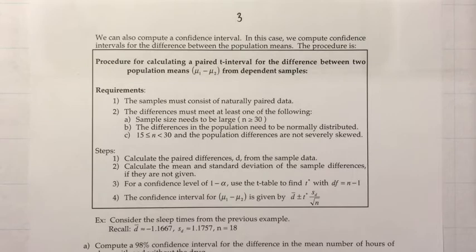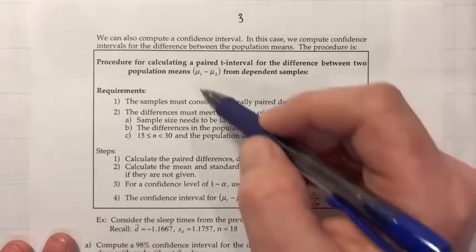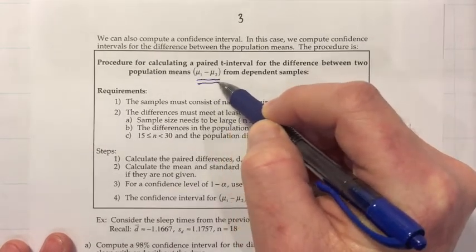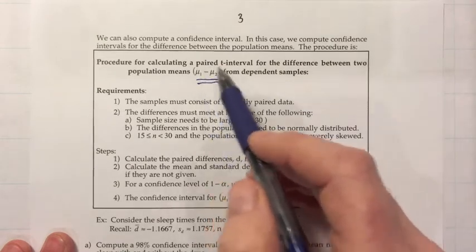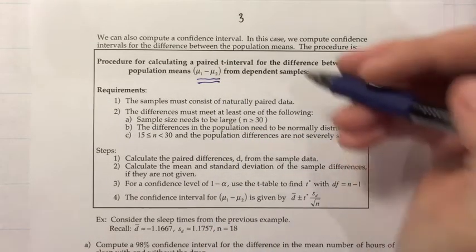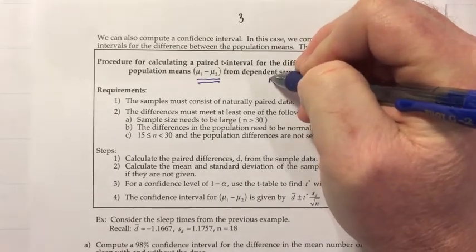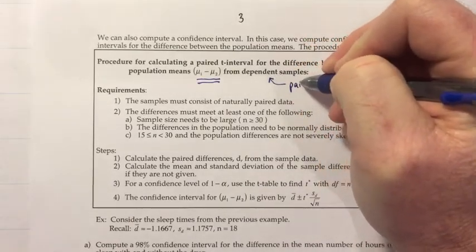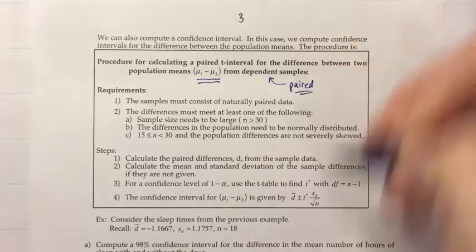So the procedure here is for calculating a paired t-interval for the differences between 2 population means. So we're not doing an interval for mu or for p, but for the difference between mu1 minus mu2. So this is what we're trying to get a reasonable range for. And we're doing that for dependent samples, and by dependent what we mean is not independent, and what we really mean by that is they're paired.